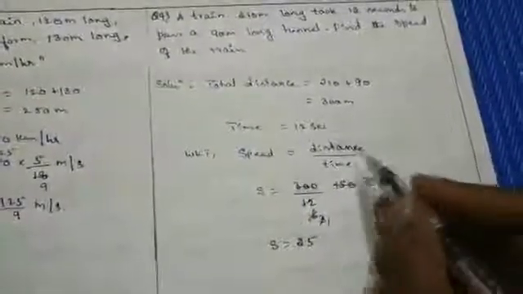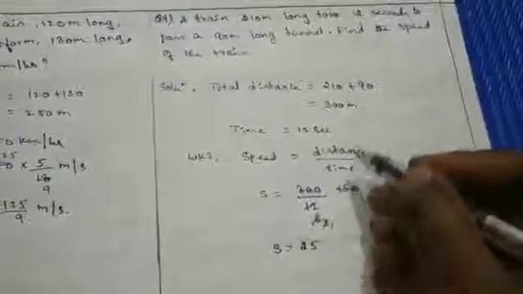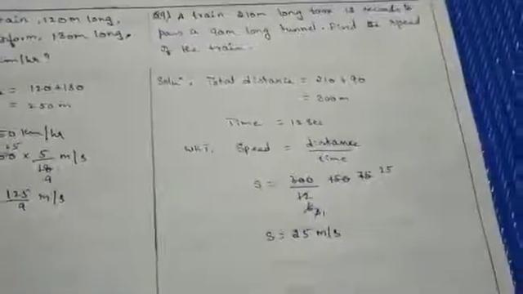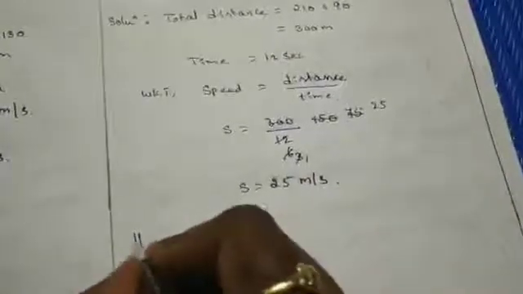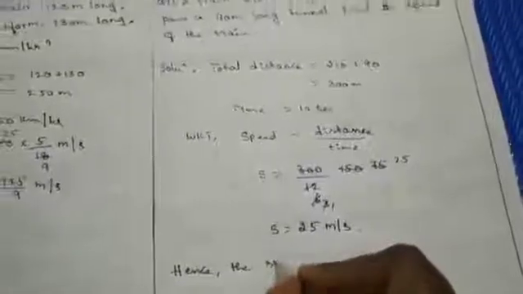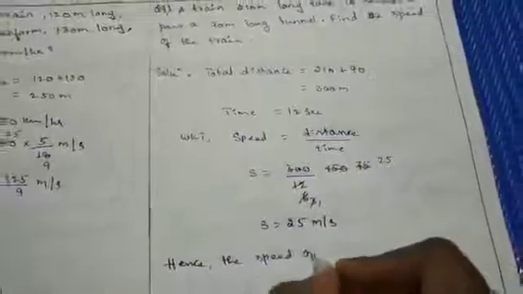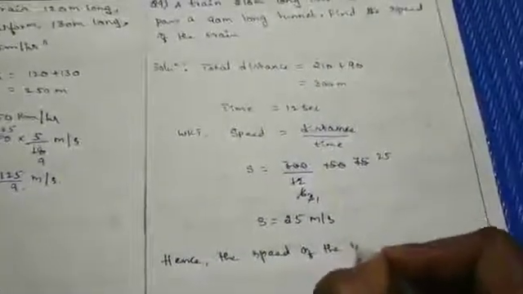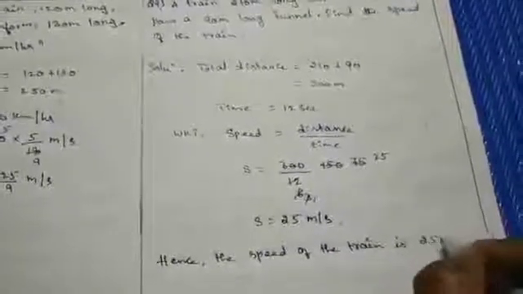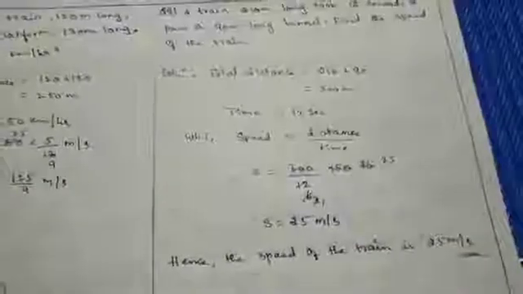But what is the unit? Distance is in meter, time is in seconds. So meter per second. Then you should write, hence the speed of the train is 25 meter per second.